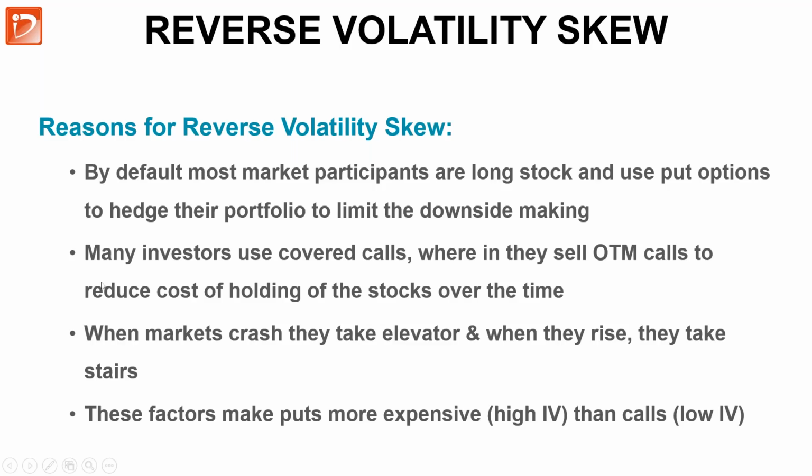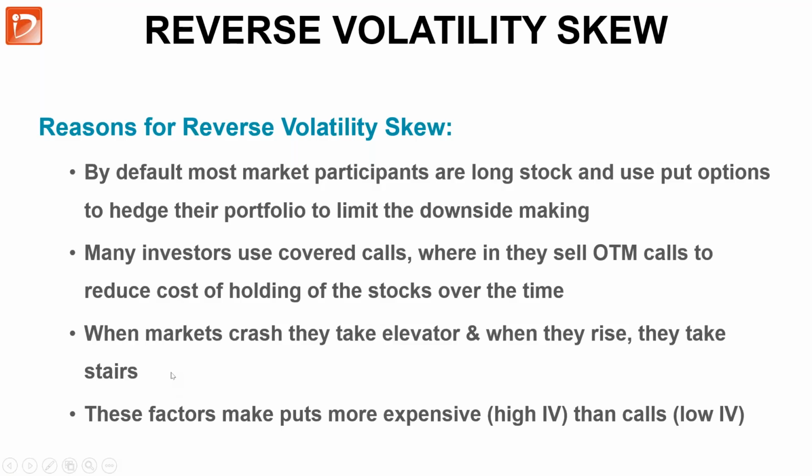Another reason is that many investors use covered calls. They have long stocks, and in order to reduce the cost of holding the stocks, they sell out of the money calls. If they do it continuously, over time the cost of holding those stocks reduces because they get the premium for selling the calls. So the call options are cheaper because more and more investors are selling the out of the money calls.